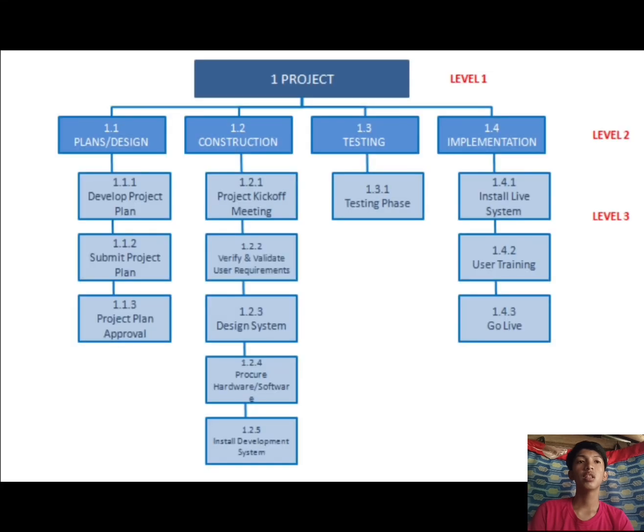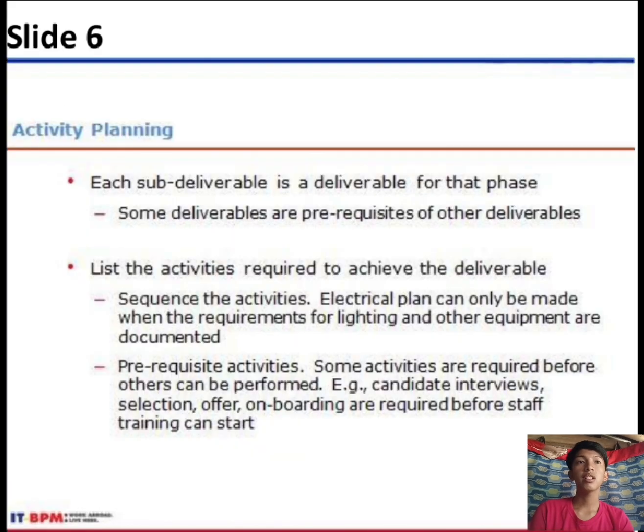So in the example that you see on your screen, it focuses on some of the project phases and breaks down the deliverables per level. And for activity planning, each sub-deliverable is a deliverable for that phase. So some deliverables are prerequisites of other deliverables. So list the activities required to achieve the deliverable.